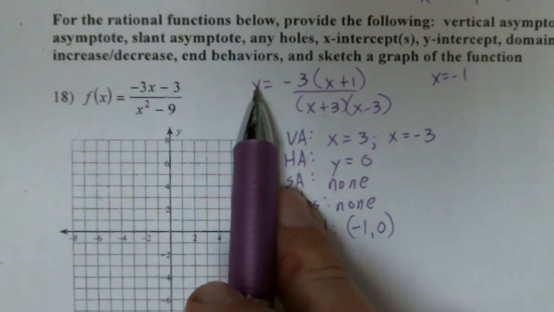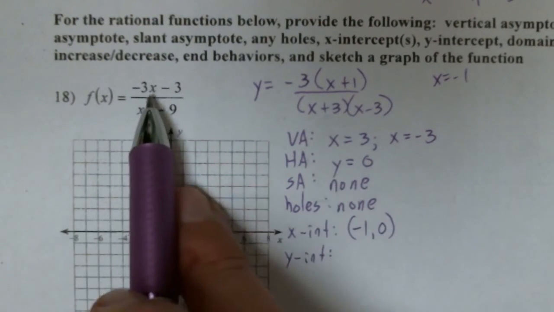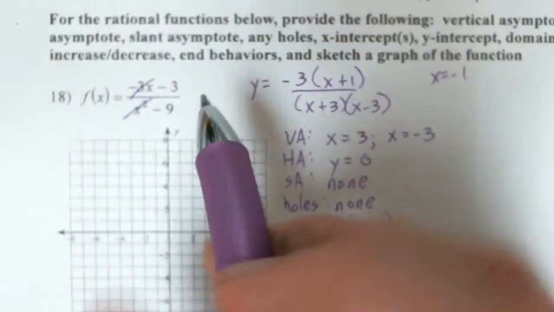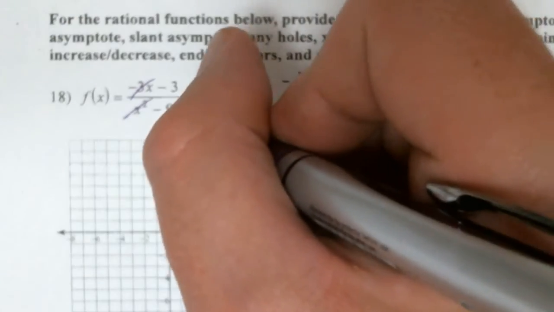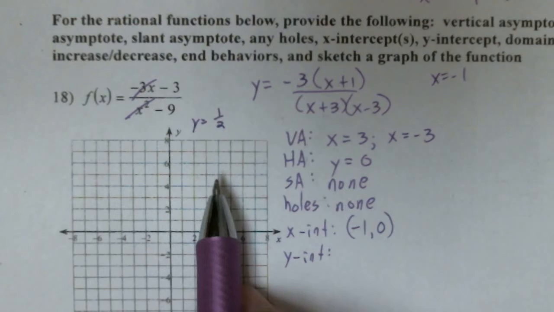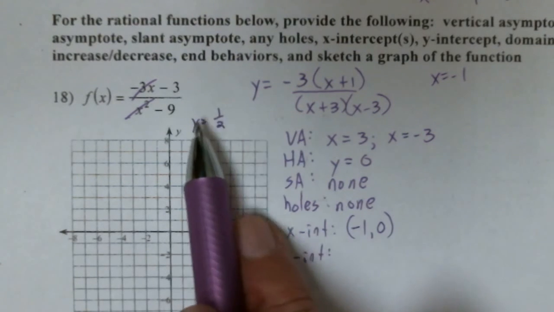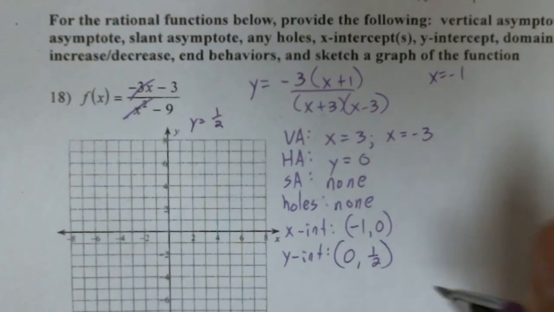Instead of plugging a 0 for y, for the y-intercept, you're going to plug in a 0 for x. In this case, it probably is easier just to go back over here and stick in a 0 here. If I stick in a 0 here, that goes away. If I stick in a 0 there, that goes away. I'm left with -3 over -9, which is 1/3. Remember, it's a y-intercept. X-intercept is number comma 0. Y-intercept is 0 comma number. So this is going to be 0 comma 1/3.